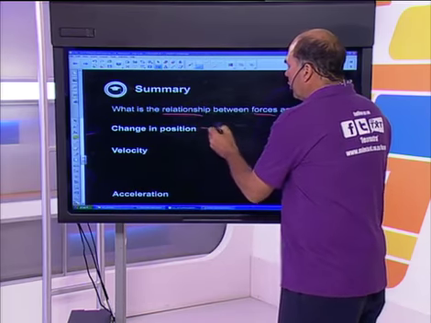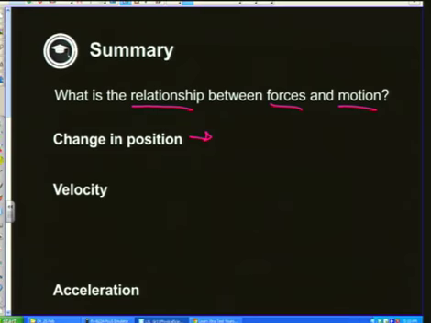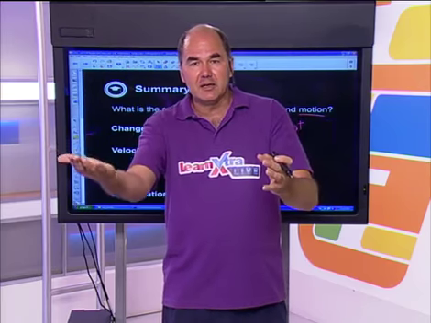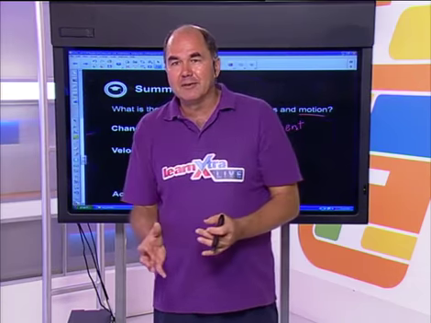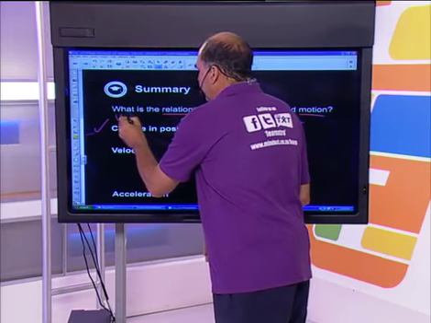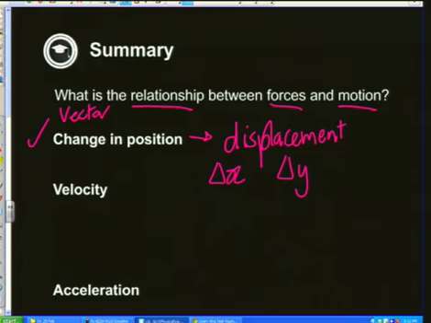We always talk about motion as a change in position. The other word for that is displacement. The symbol for displacement is either delta x when it's horizontal or delta y. And when we're calculating change in position, we take the final position minus the initial position and we work out the difference. Remember that change in position is a vector, and vectors mean that direction matters.